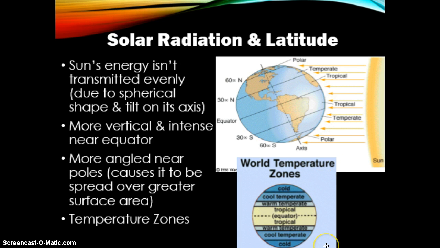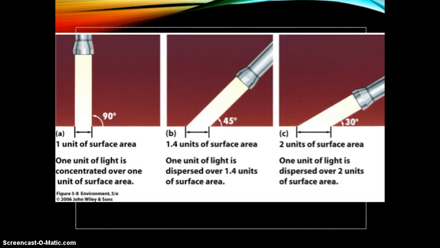That creates these temperature zones on Earth. Because they're getting more direct sun, they're going to be warmer near the equator. Because it's less direct sunlight, it will be cooler near the poles. A good way to think of this is to think about how a flashlight might hit an area. If you shine the flashlight directly down, which is like when the sun is shining directly at that equator, then it's a very direct light. You're at a 90-degree angle here, so you're taking that light and putting it in one intense small surface area.